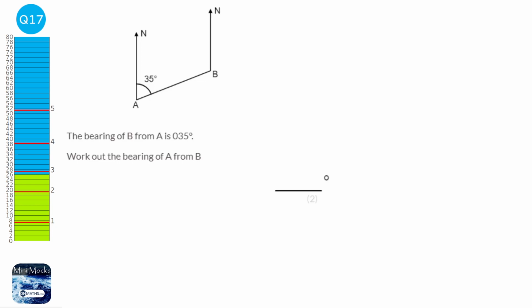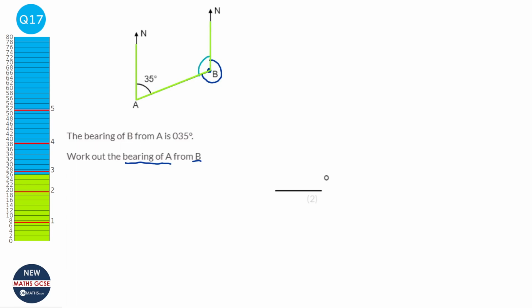The question asks us to find the bearing of A from B. That means we're at B and we're looking at the bearing of A. So bearings always start from north and go clockwise, so we're looking for this angle here. There are a few different ways of doing this. The way I'm going to do it is find this angle here. The 35 degrees we're given and this angle are interior, co-interior or allied angles, because they make a beautiful C shape when they're connected, like so.